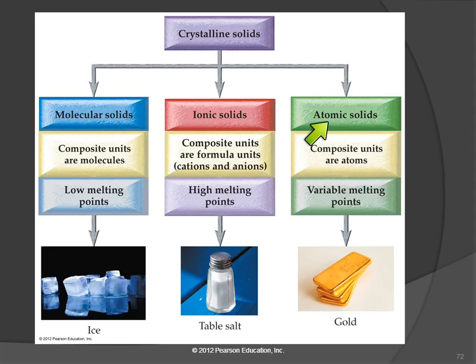And then we have atomic solids. These are going to be elements, or mixtures of elements, because those are the only sorts of substances that have atoms as their smallest unit. And these are going to have variable melting points. Some things will have high melting points and some will have low. When we look at mercury, mercury is an atomic substance, but it melts at room temperature. Iron is also an atomic substance, but it melts much above room temperature.